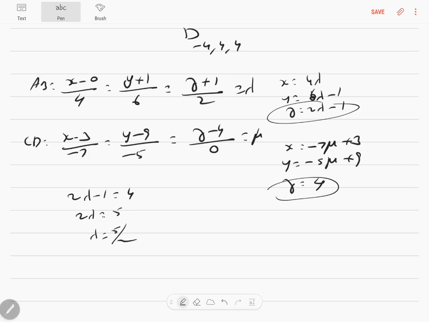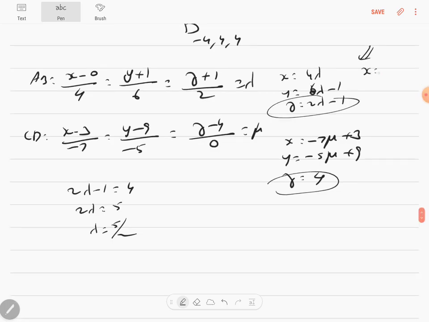That answer is there, lambda is equal to 5 by 2. Just cross verify with that. Once you get lambda, you're going to substitute it here, right? So what is x? Therefore, x is equal to 4 into 5 by 2, which is 10.